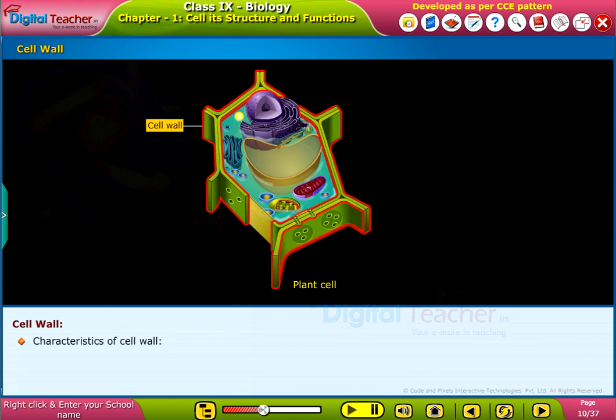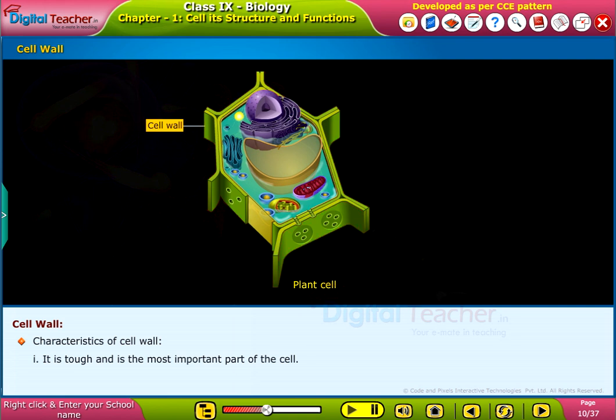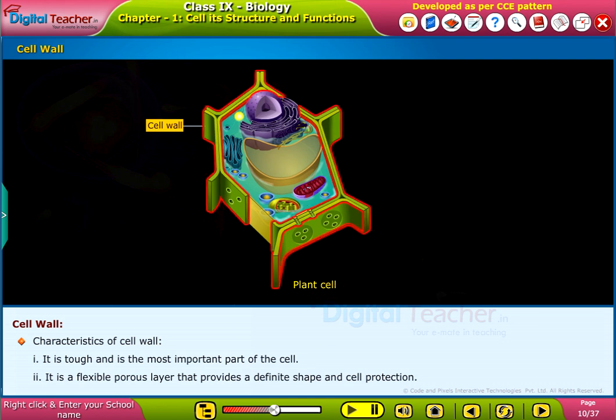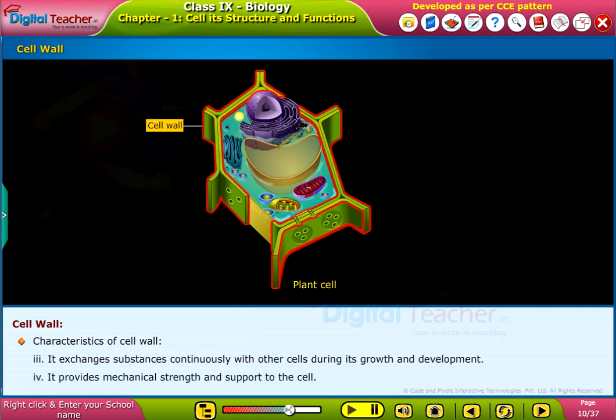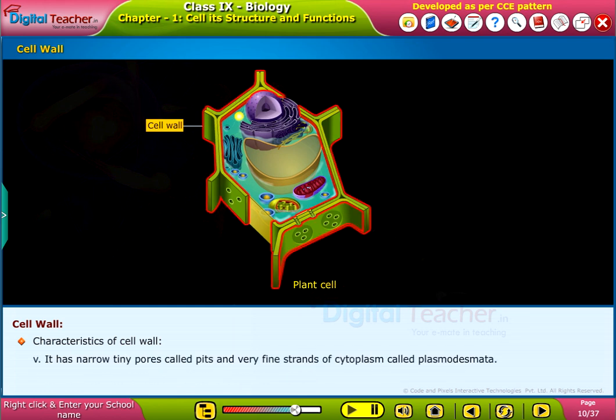Characteristics of cell wall. It is tough and is the most important part of the cell. It is a flexible porous layer that provides a definite shape and cell protection. It exchanges substances continuously with other cells during its growth and development. It provides mechanical strength and support to the cell. It has narrow, tiny pores called pits and very fine strands of cytoplasm called plasmodesmata.